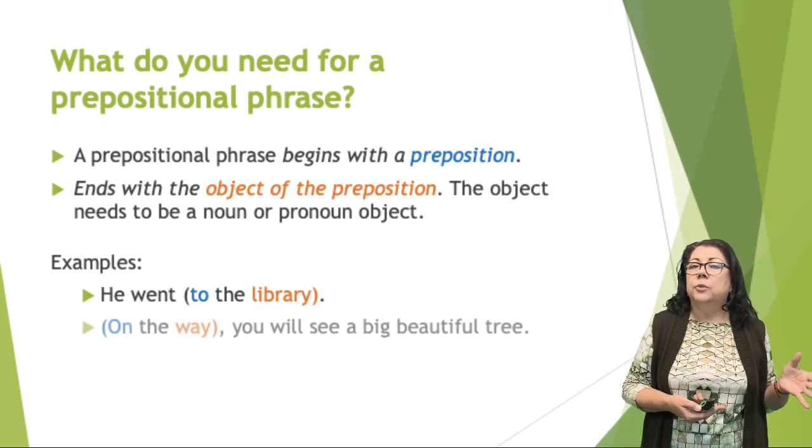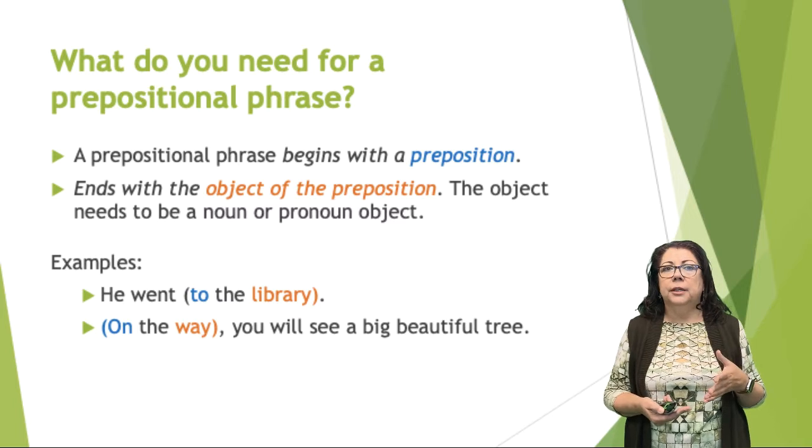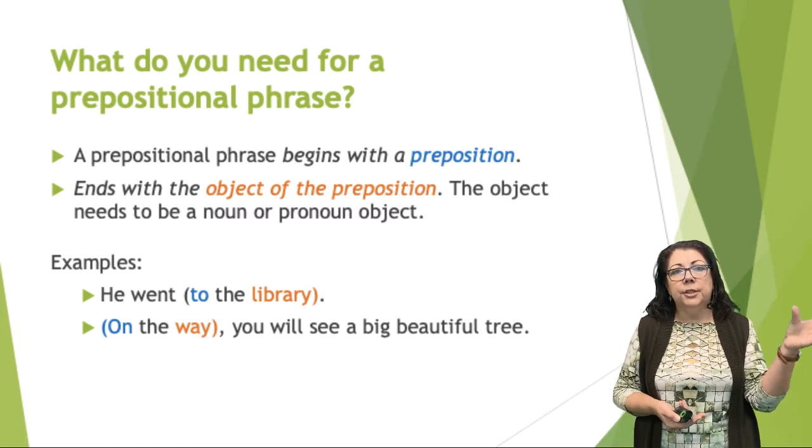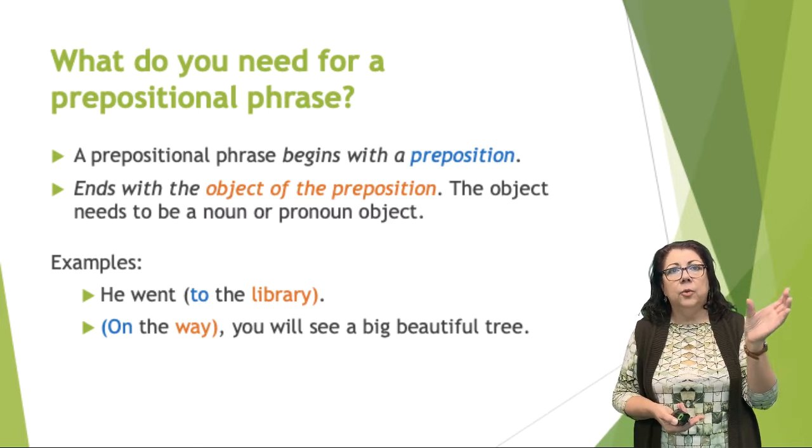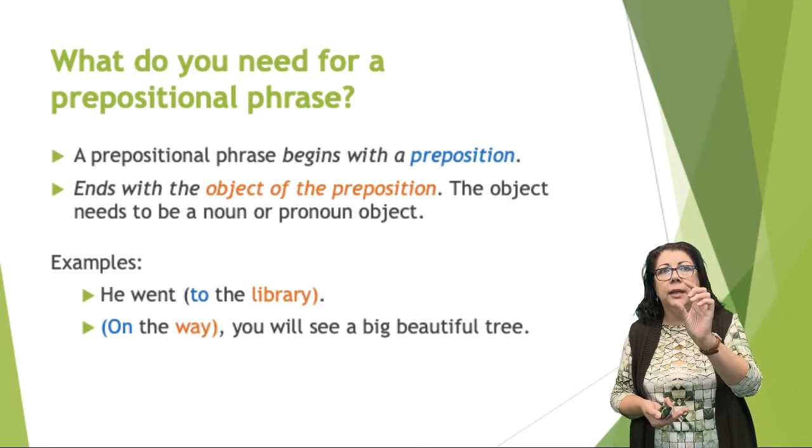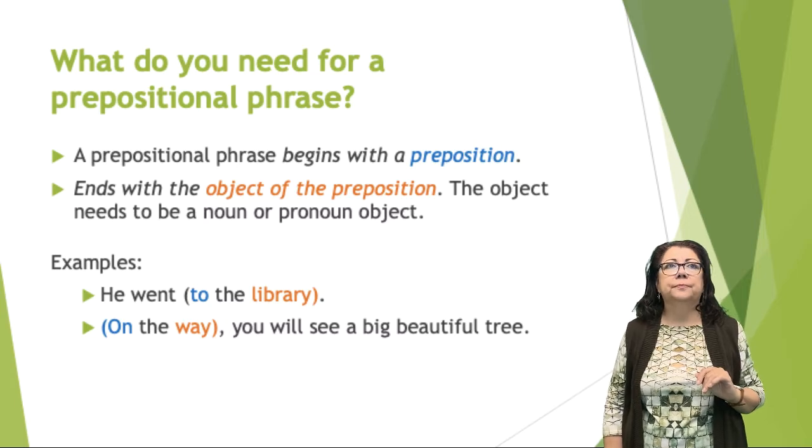On the way, you will see a big, beautiful tree. Here, the preposition is in the beginning, on the way. It starts with on, ends with way. On the way, you will see a big, beautiful tree.